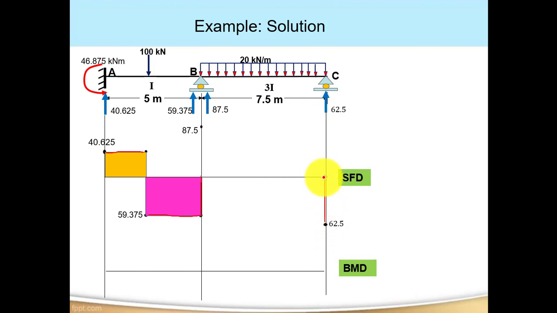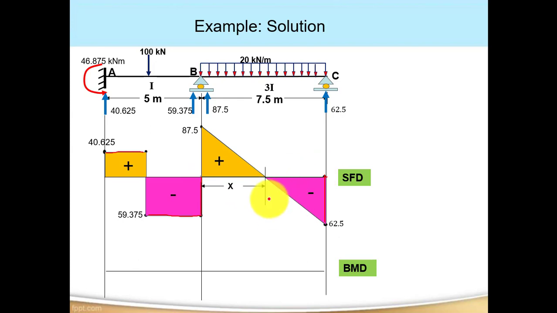Now, finally, the diagram for segment BC will be like this. This is positive, this is negative, this is positive, this is negative. Once we have drawn the shear force diagram, now we can draw the bending moment diagram. Bending moment diagram is the area under the shear force. Before doing that, here we have two unknown lengths which can help us to calculate the area, for example, this distance and this distance.